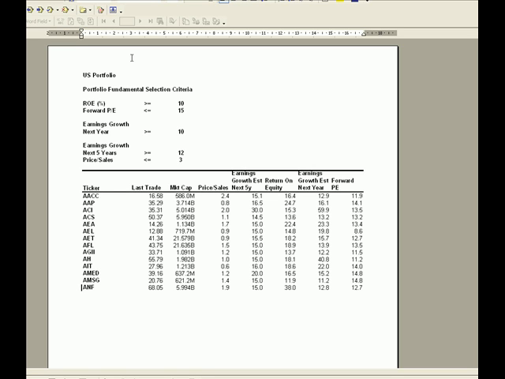But for the US portfolio we've got in front of you, we were focusing on growth, so we use fundamental ratios and we select stocks that have their return on equity equal or more than 10%, a forward price earnings ratio less than 15, projected earnings growth for next year greater than or equal to 10%, earnings growth in the next 5 years greater than or equal to 12% per year, and the price to sales ratio less than or equal to 3.